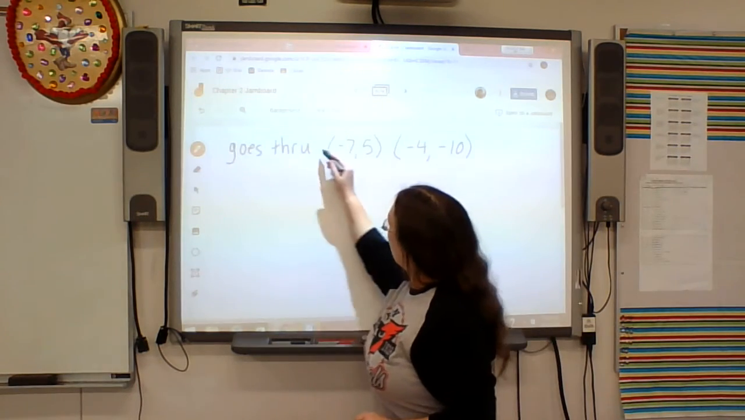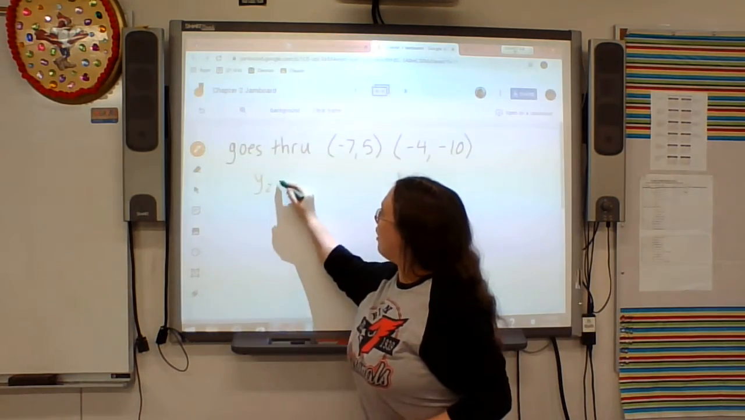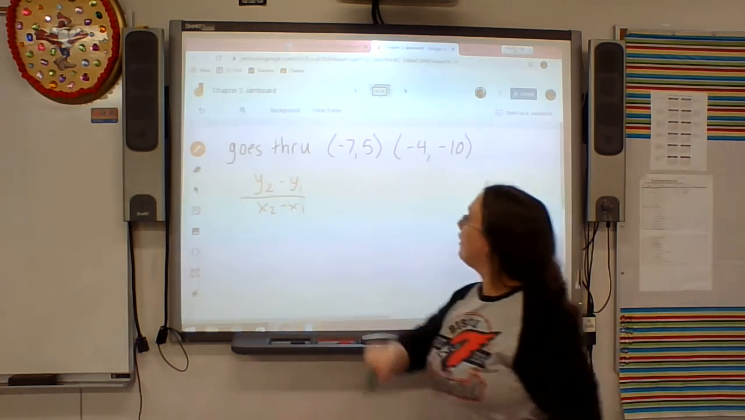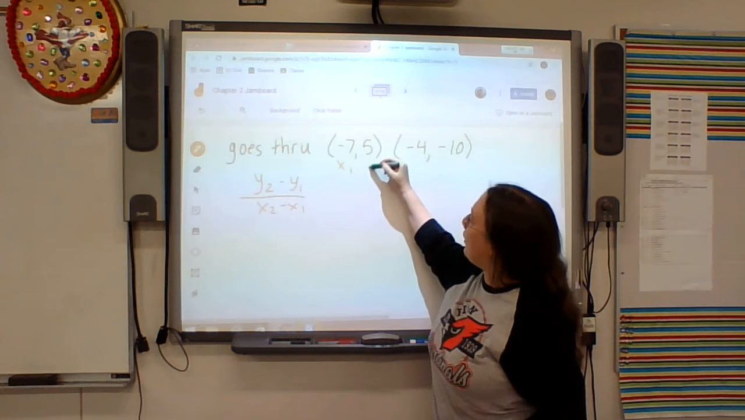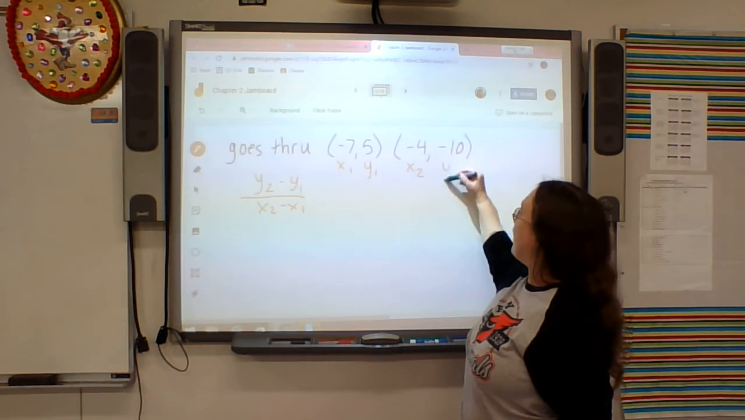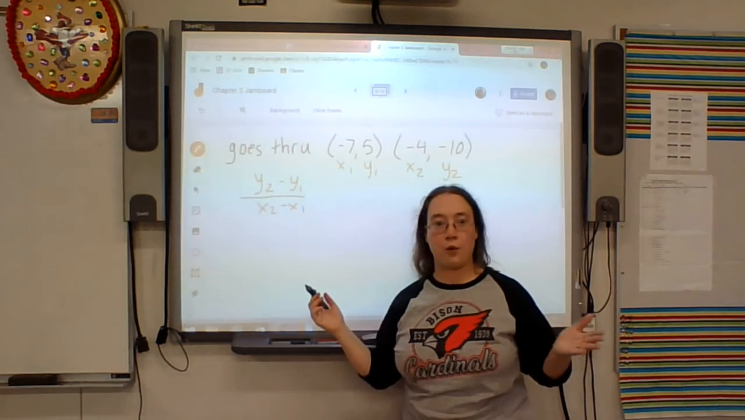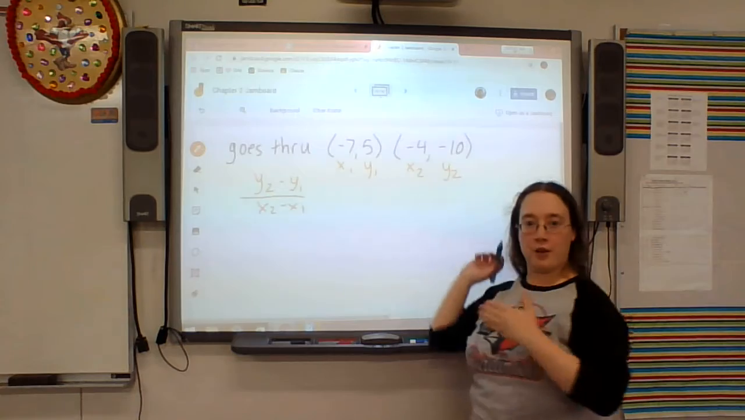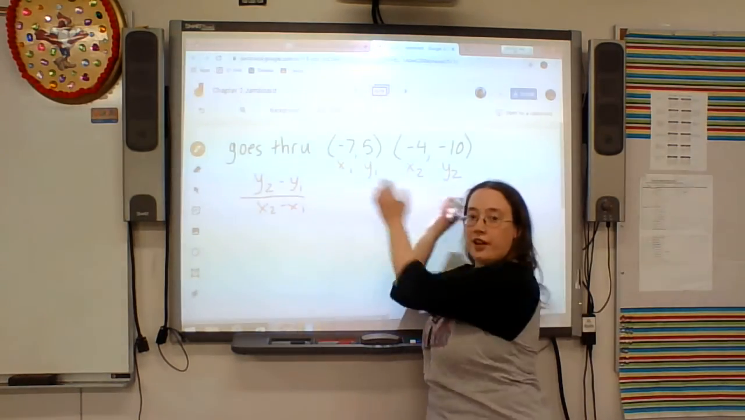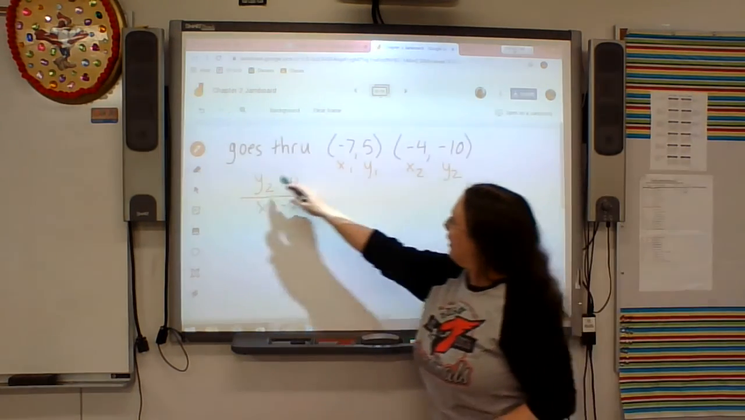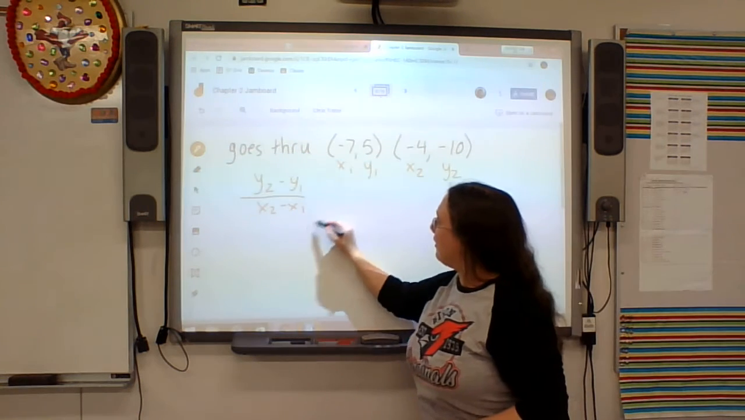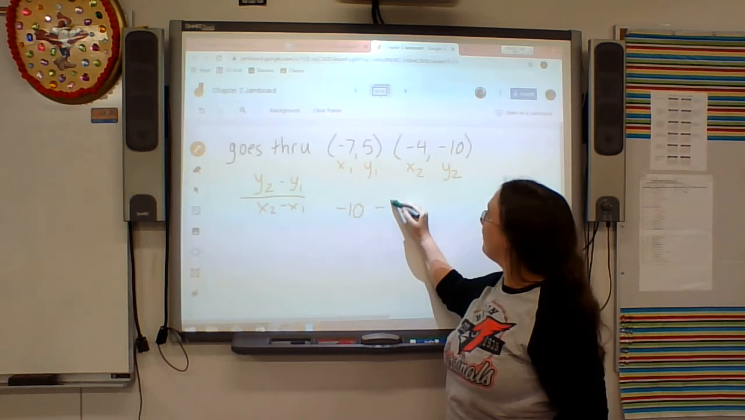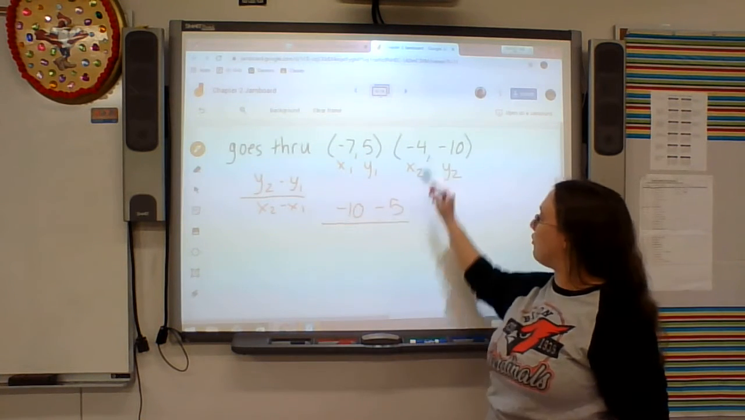So we want to take this and plug it into our slope formula, which looks like this. We're going to call this one x1, y1, and this one x2, y2. And yes, you could do that in either order as long as x's are x's and y's are y's, and either both are 1 or both are 2. So you could flip-flop those and still be okay. So we got y2 is negative 10 minus y1 is 5 over x2 is negative 4.